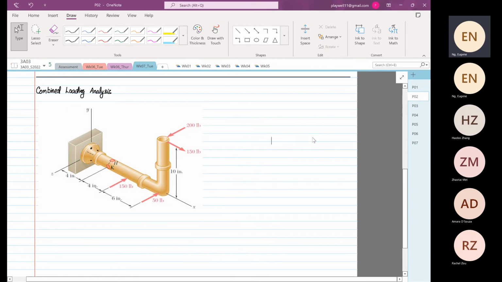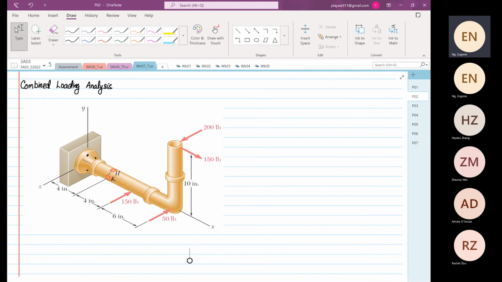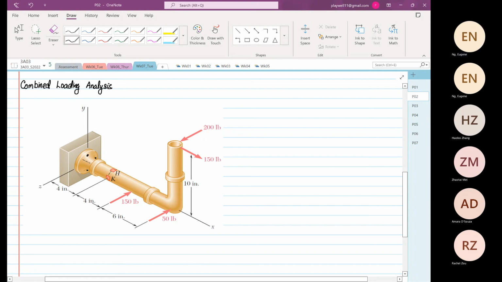Okay, so this is what we call the real world already. In the real world, the structure is loaded in a 3D system, as you can see over here. So what we can see over here is we have forces acting in the x direction, and we have forces acting in the z direction. And how does this affect the element H and the element K?